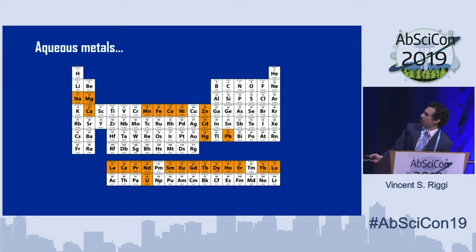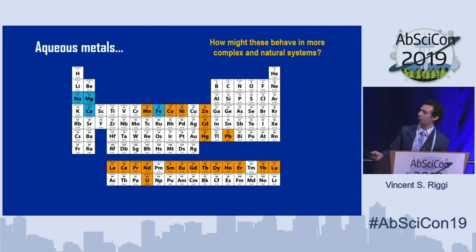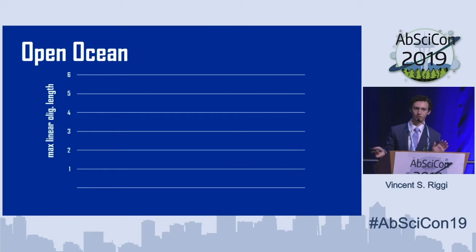So we've added some of these missing elements to our table. We have our 4 primary metal cations in the early ocean. What can we do with that? Well, we can start to ask ourselves what a more complex environment might look like. But we're still going to keep it relatively simple. We're going to look at the open ocean.